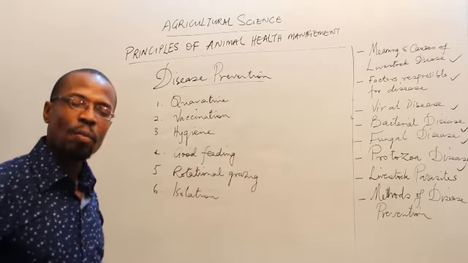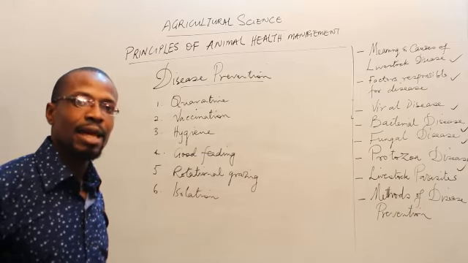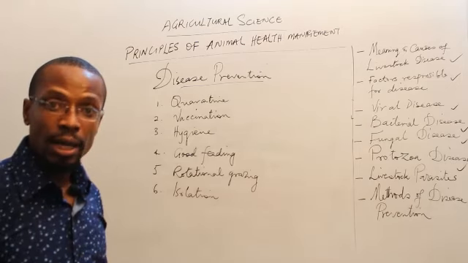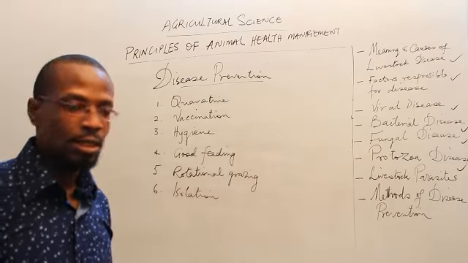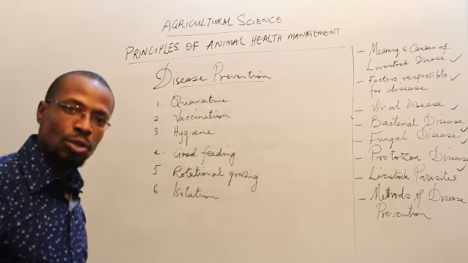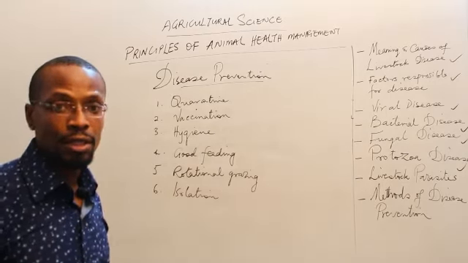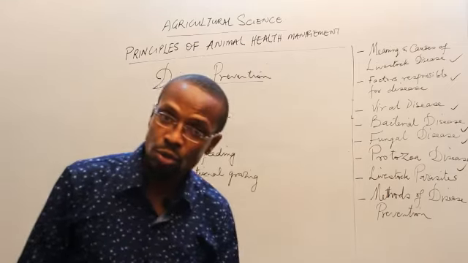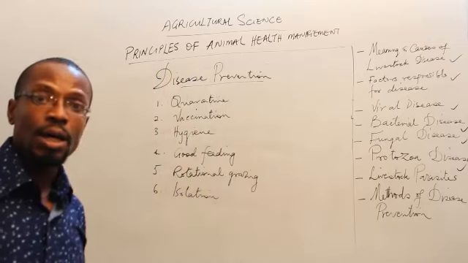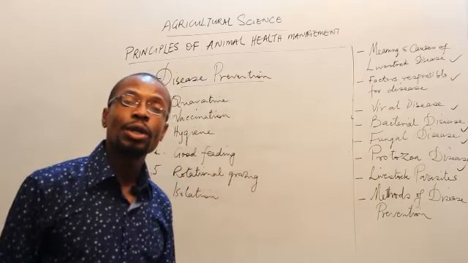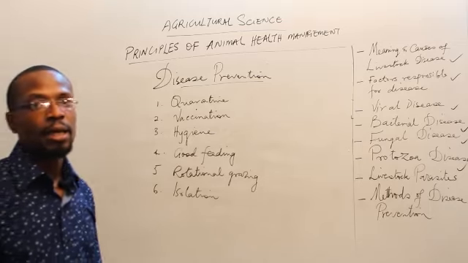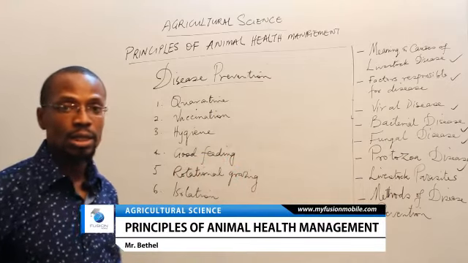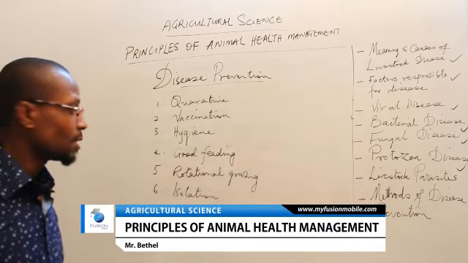Now, hygiene. Proper hygiene must be maintained in the farmhouse, else you would be exposing your animals to diseases. Good feeding. Don't deny your animals good feeding. Just the way you like good food, that's the same way animals like good food too. And each animal has its kind of food. So you will make sure that you provide your animals with good food to prevent the onset of diseases.